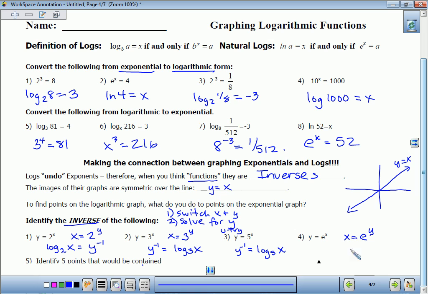when we switch this one, it becomes natural log, folks, because it's base e. So it's the natural log of x equals the inverse of y. Okay, so check those, write those down.